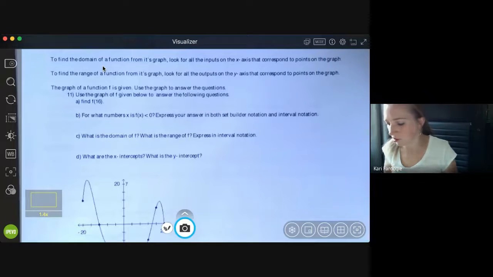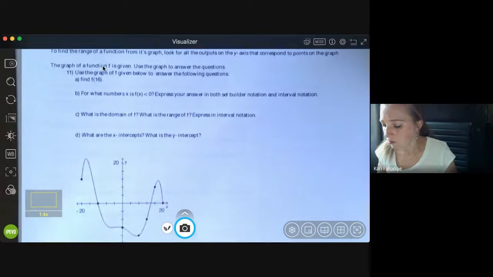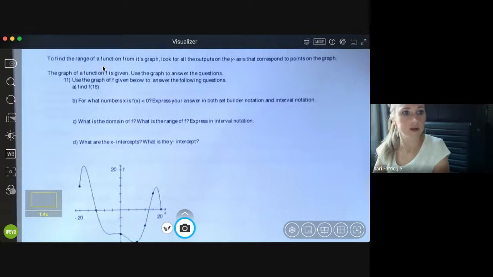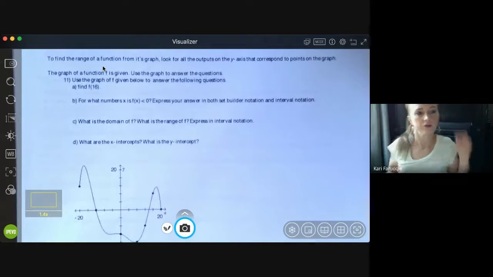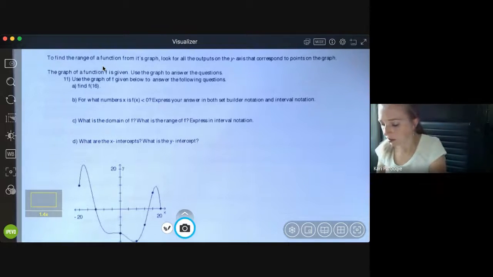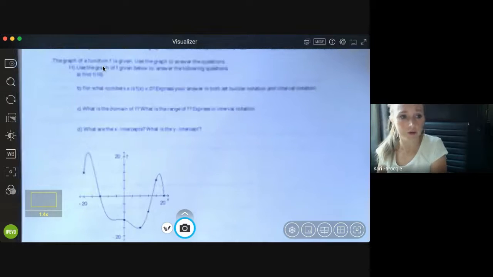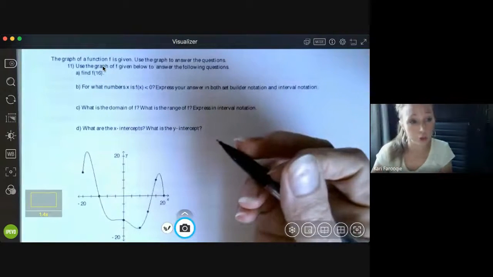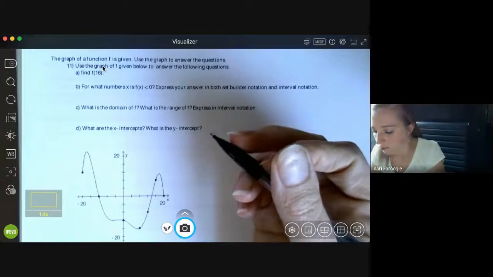I think this is pretty straightforward when we get into it. For the range, we're going to look at outputs on the y-axis that correspond to points on the graph. The graph of a function f is given. Use the graph to answer the questions. If it's helpful to you to fill in some of these blanks, feel free to do so, because we're going to be interpreting some information based off this graph.